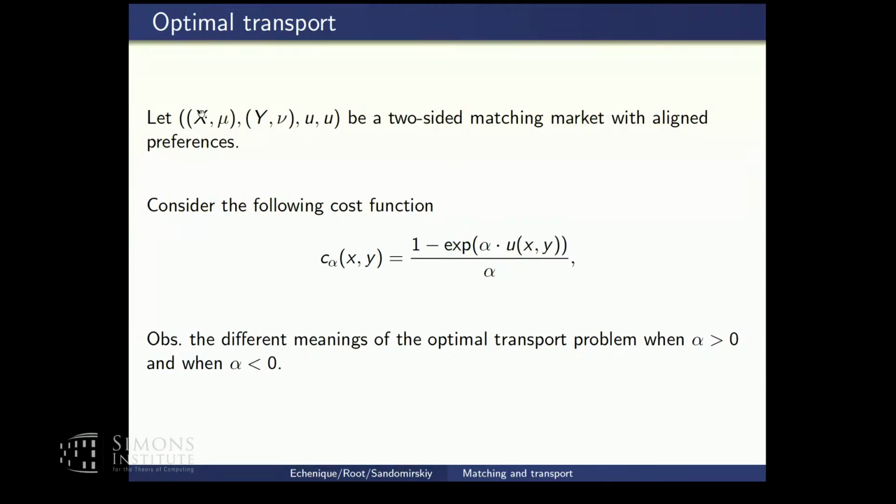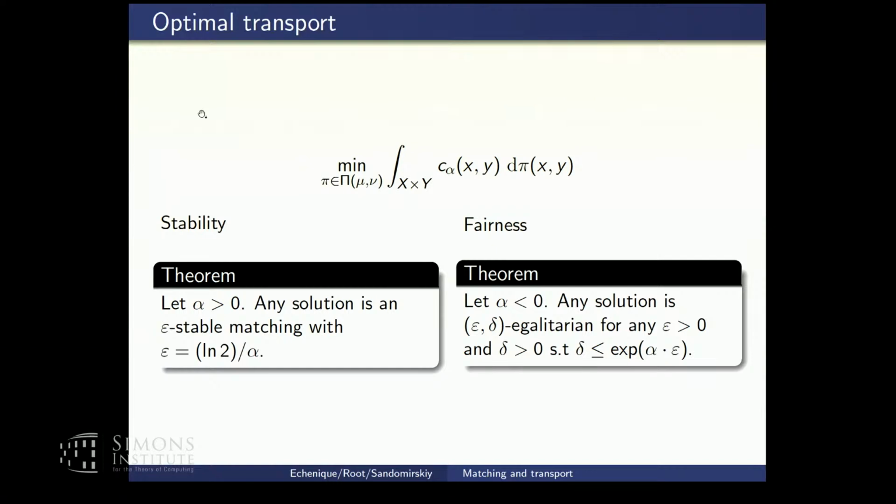And actually, this particular functional form doesn't matter. There's a way of generalizing this, which I might mention later. Okay, so then we get these two theorems. So remember, the optimal transport problem is the one here, minimizing cost. And then I have these two theorems, one for stability, one for fairness.